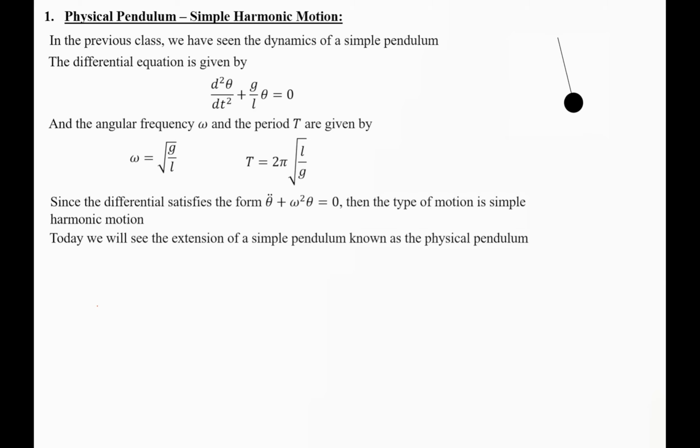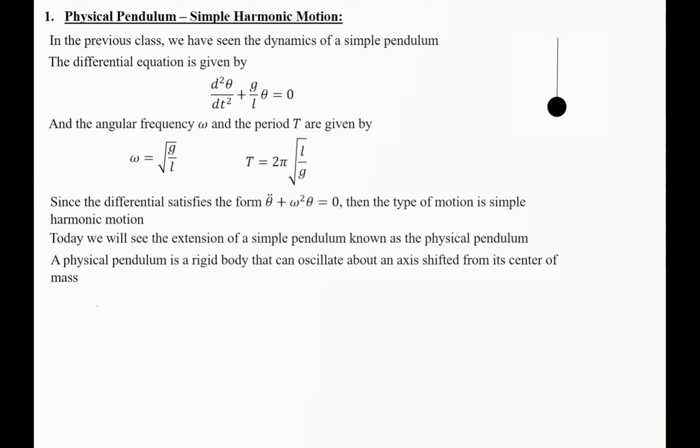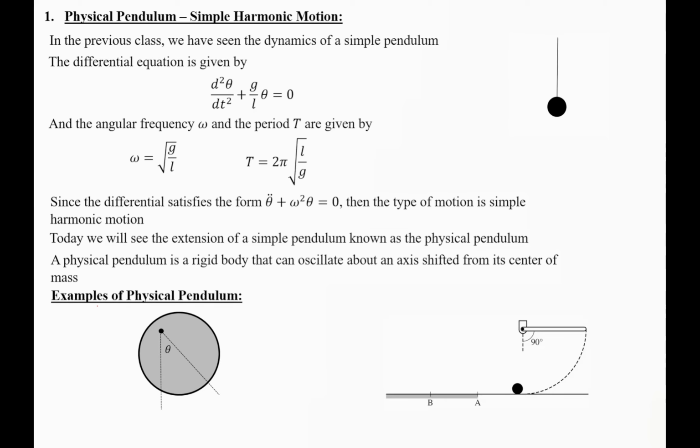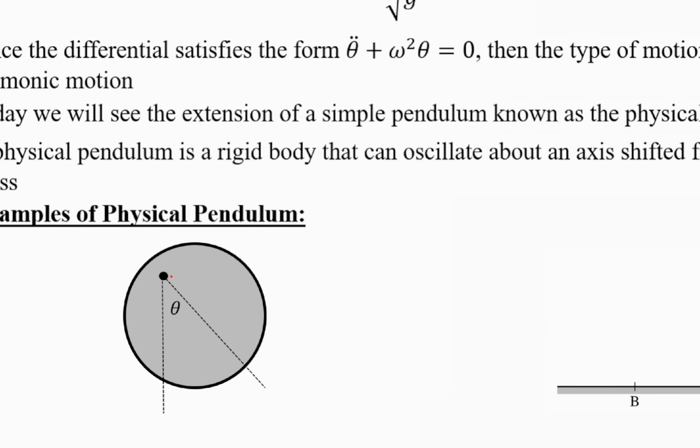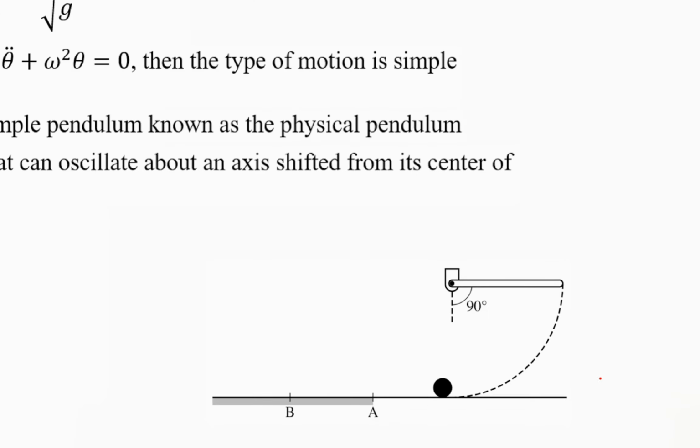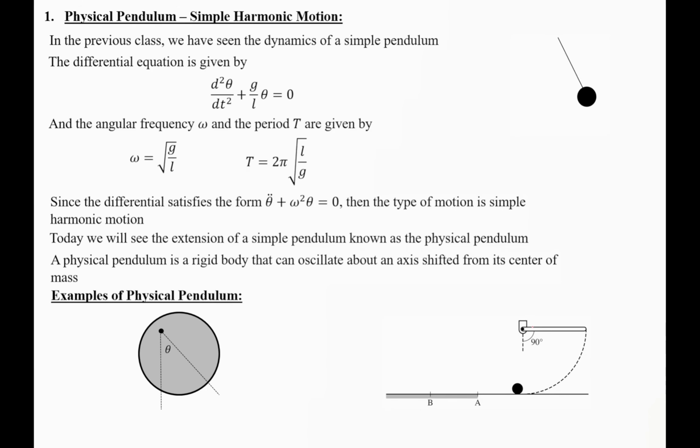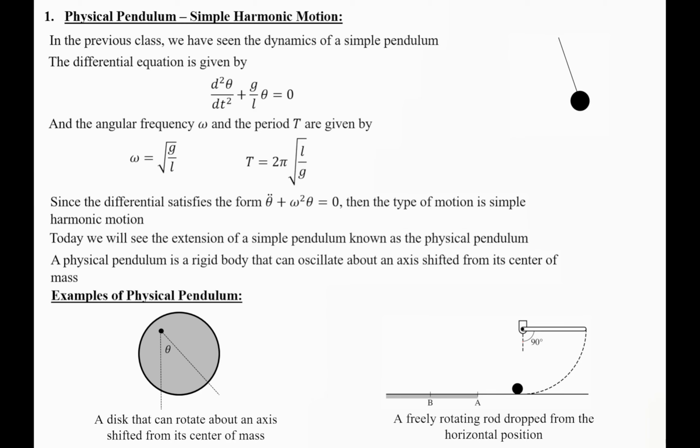Today we'll see the extension of a simple pendulum known as the physical pendulum. A physical pendulum is a rigid body that can oscillate about an axis shifted from its center of mass. Some good examples of a physical pendulum are this disc, in which the axis of rotation has been shifted from the center of mass, and the rigid rod, which can rotate around its left end. So a disc that can rotate about an axis shifted from its center of mass, or a freely rotating rod dropped from the horizontal position.